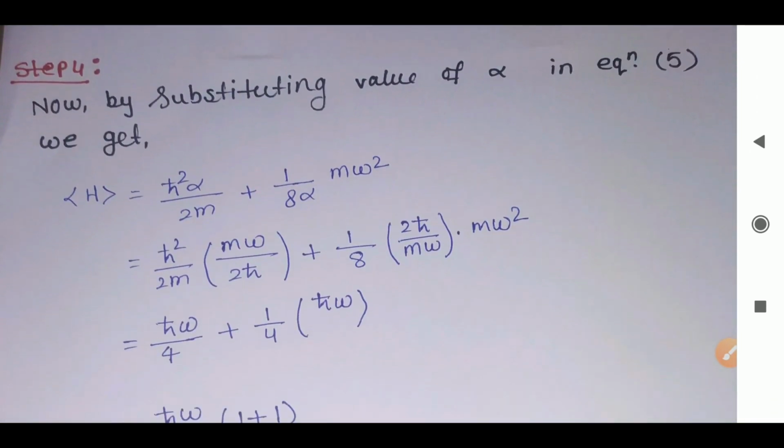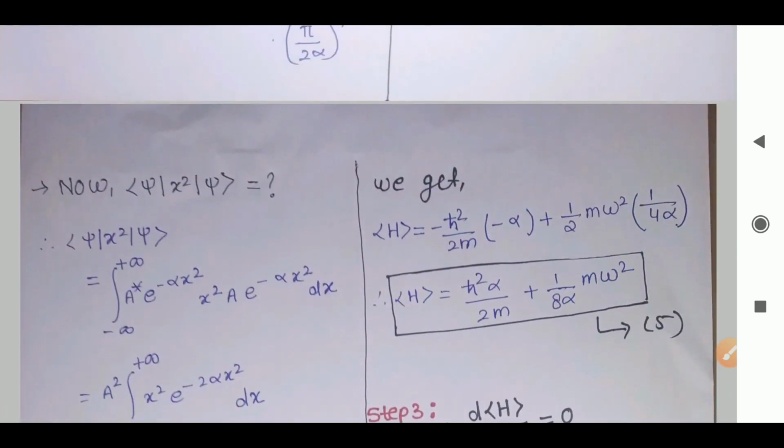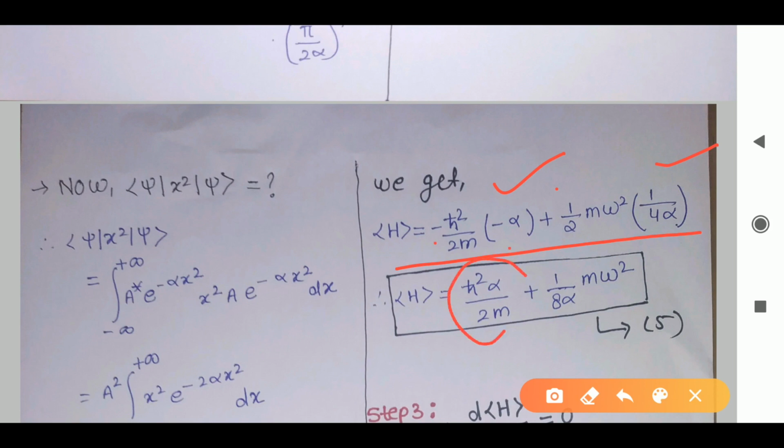Okay, by substituting the values, you will get this value. The first term you have got is minus alpha, the second is 1 upon 4 alpha. Clear? Now this minus minus becomes plus, so we get h cross square alpha divided by 2m plus, here 4 into 2, 8 alpha as it is, m omega square. So this is the value of the Hamiltonian we will get here.